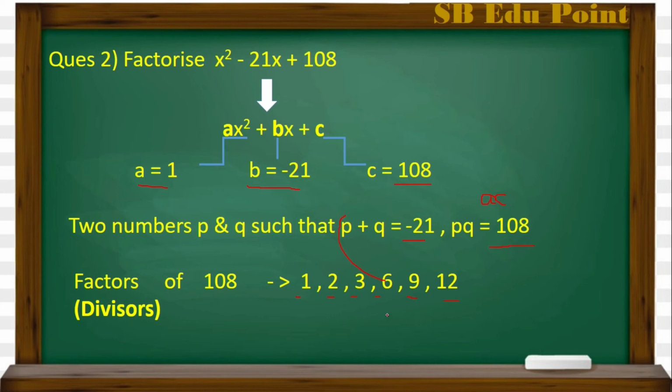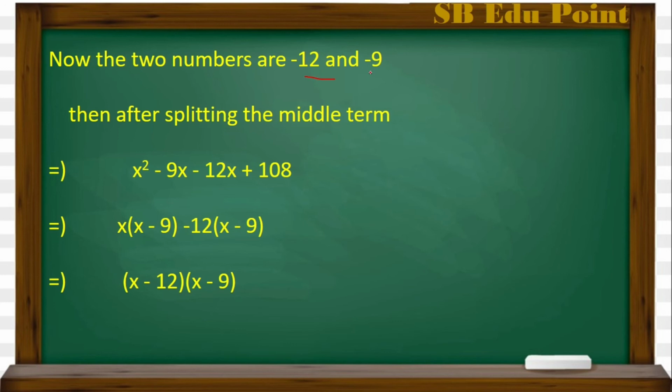So here I can take 12 and 9, but there is a negative sign, so I'll just add a negative sign because it's a negative integer. The sum of the two numbers is the negative integer, so minus 9 plus minus 12 will give us the value as minus 21, and the product will be 108. So we have the two numbers with us that are minus 12 and minus 9.